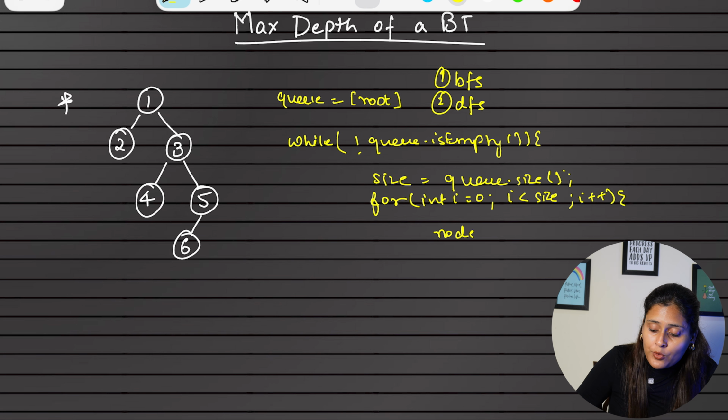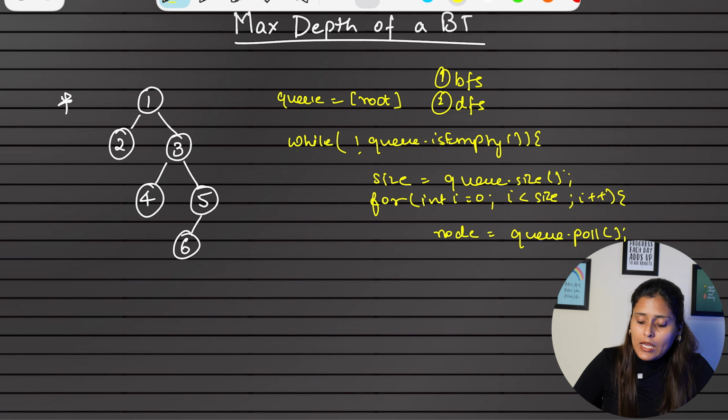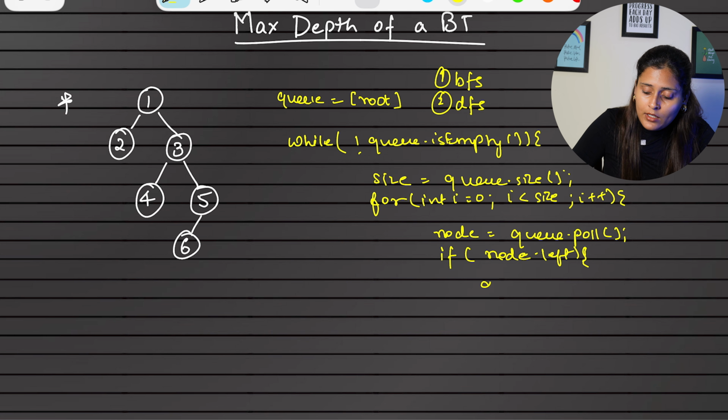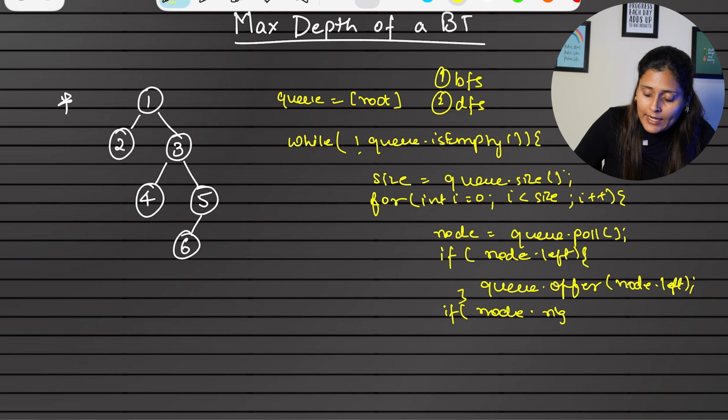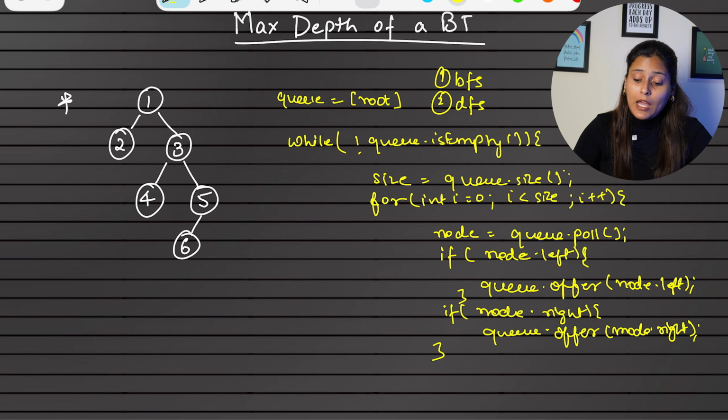Now we'll pop all our nodes from the queue. So queue dot poll. Now we are not supposed to do anything with the node. We just have to insert their left and right children. So if node we have popped, right? So if we have node dot left, then in queue we have to offer node dot left. And similarly, if node has right child, then in queue we have to offer node dot right child. Very simple.